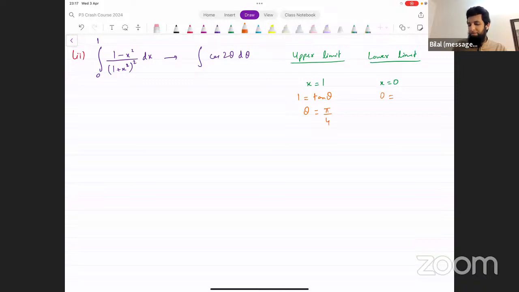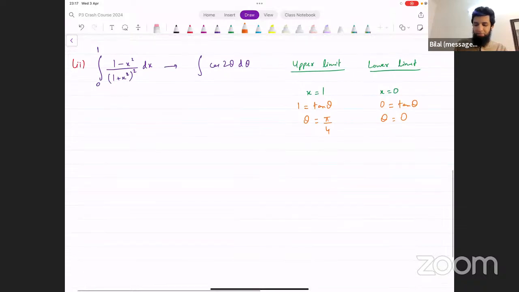Similarly, if x is 0, you get 0 equals tan of theta. Tan inverse of 0 is going to be 0. So the limits that you have in terms of theta now are from 0 to pi over 4. So instead of 0 and 1, you got 0 and pi over 4 now. You have to convert the limits as well when you do substitution and you have an integral with limits like this. This change of limits is important.